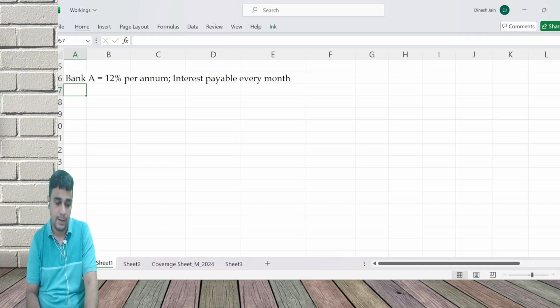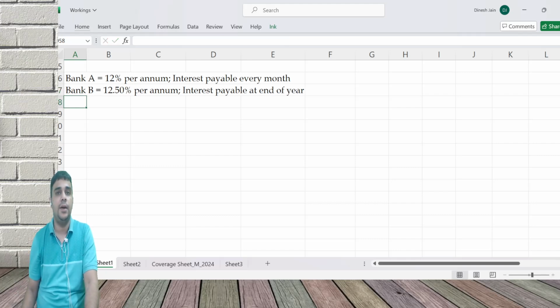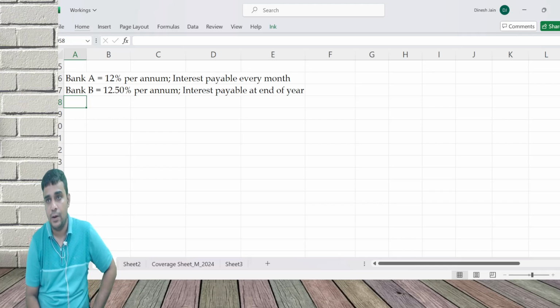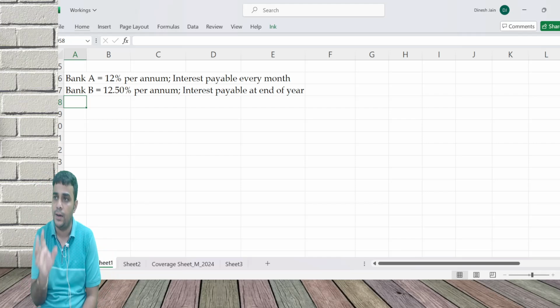Bank B says 12.5% per annum, interest payable at end of year. One bank is saying 12% and interest is payable every month. Another bank is saying 12.5% per annum and interest is payable at end of year. Which is better, 12 or 12.5?